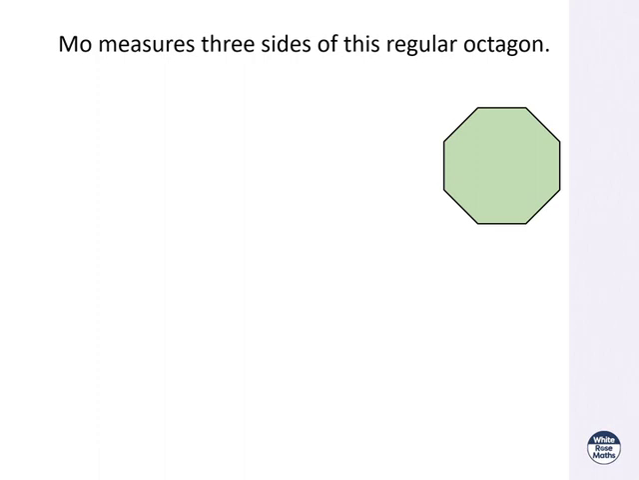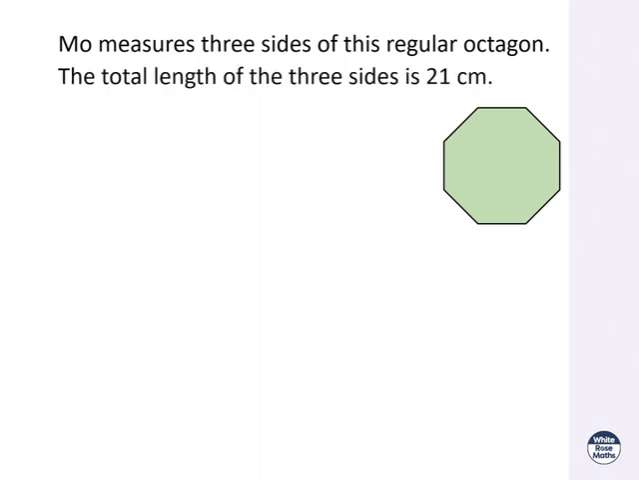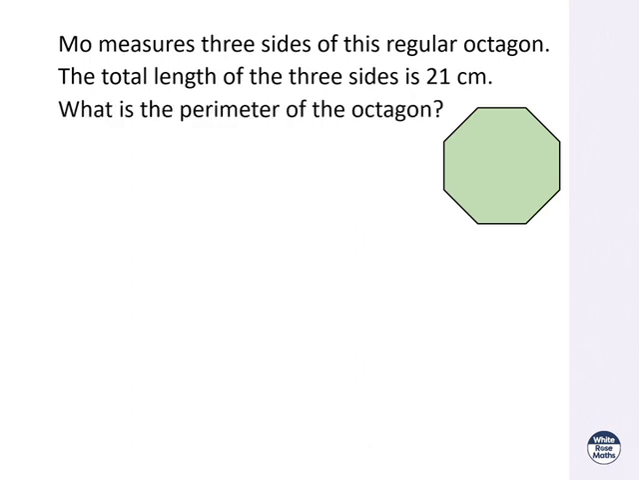Mo is measuring 3 of the sides of this regular octagon. The total length of 3 sides is 21 centimetres. So what is the perimeter of this octagon? Pause the video and have a go. Think about how this question links to the previous one.